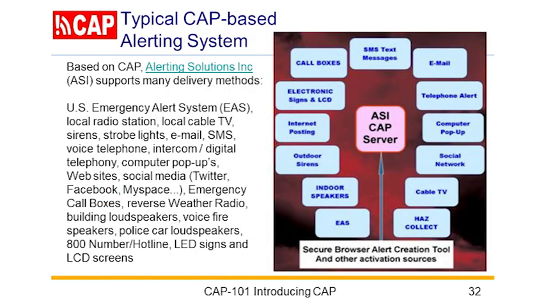This was a company that's since been acquired by the BlackBerry folks. But this system will take your CAP messages and put them out to speakers, directly to sirens, internet posting, electronic signs, the digital billboards I was talking about, SMS text messages, email, telephone alerts, and those are old style telephones, as well as smartphones. You get out to social networks, you get out to cable TV, et cetera.